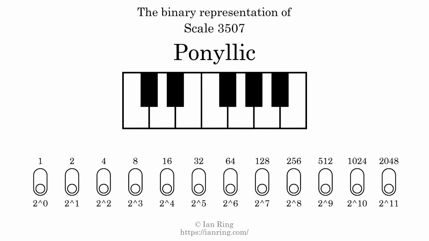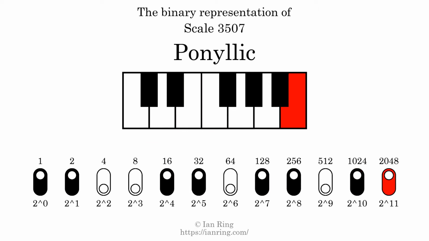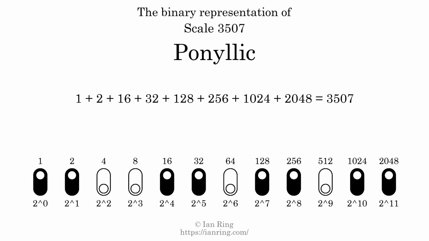The binary representation of this scale is determined by mapping tones of the scale to binary digits. Each binary digit represents a power of 2. To get the scale number, we add the powers of 2 together. The powers of 2 that are present in the scale, all added together, equals 3507. That is why the scale number, in decimal, is 3507.